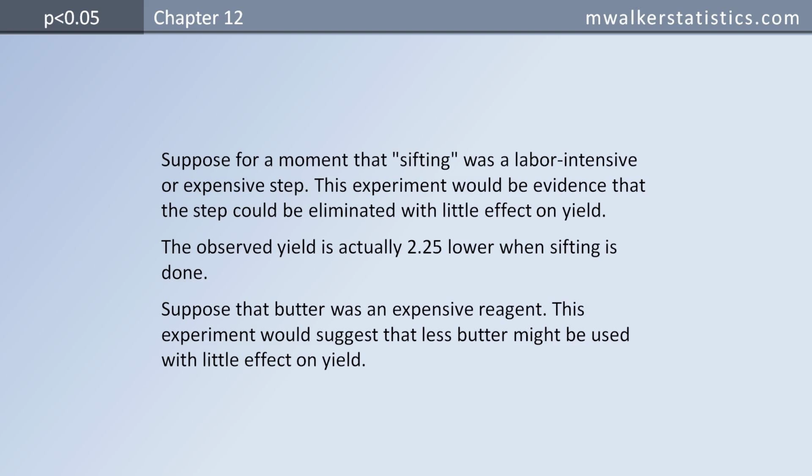Suppose for a moment that sifting was a labor-intensive or expensive step. This experiment would be evidence that the step could be eliminated with little effect on yield. The observed yield is actually 2.25 lower when sifting is done. Suppose that butter was an expensive reagent. This experiment would suggest that the butter might be reduced with little effect on yield.